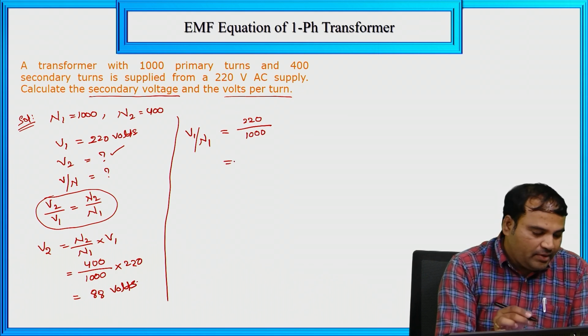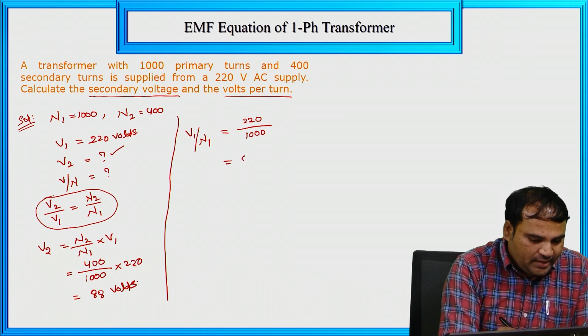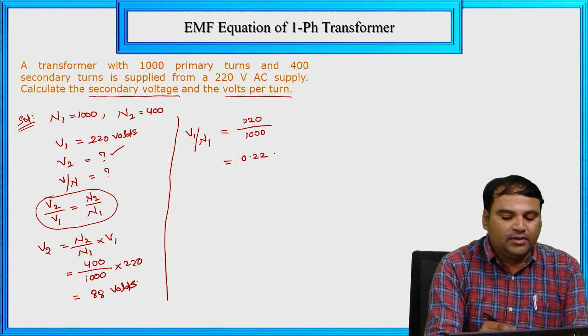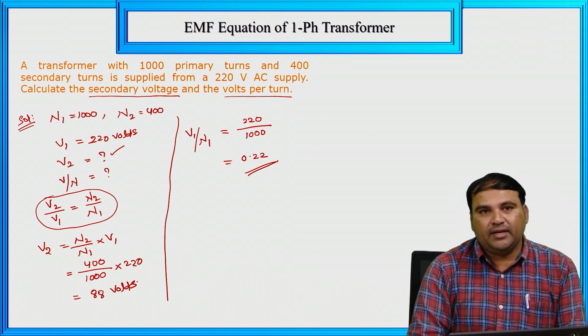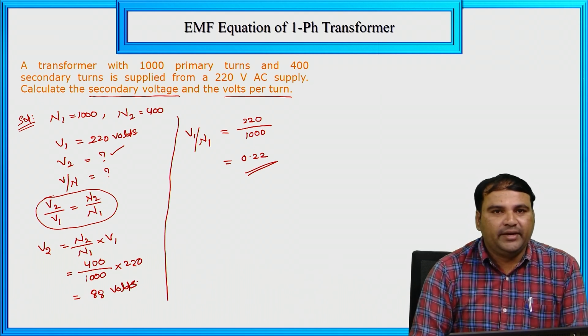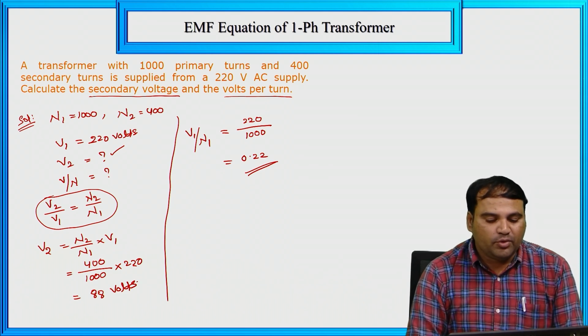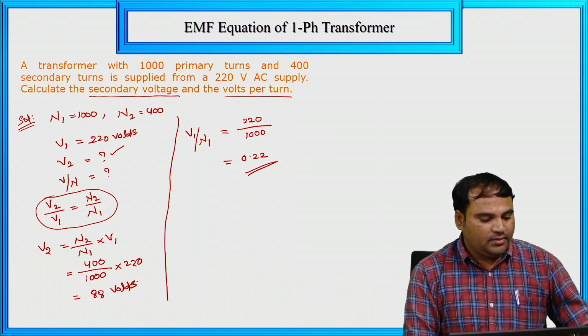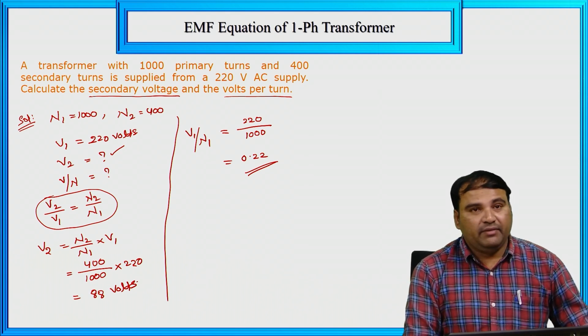So V1 by N1 is equal to 0.22 volts per turn. Secondary voltage V2 is equal to 88 volts, and volts per turn, that is V1 by N1, is equal to 220 by 1000, that is equal to 0.22. Okay, here is the solution for the given problem.